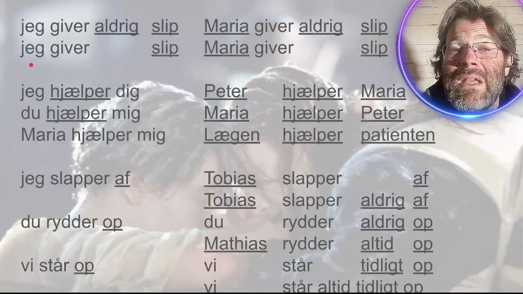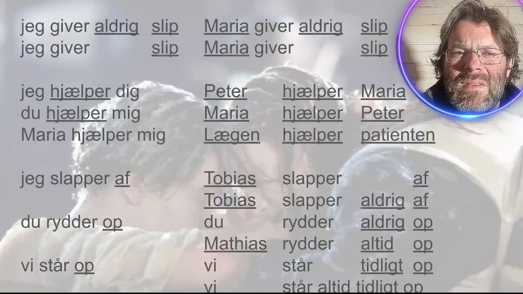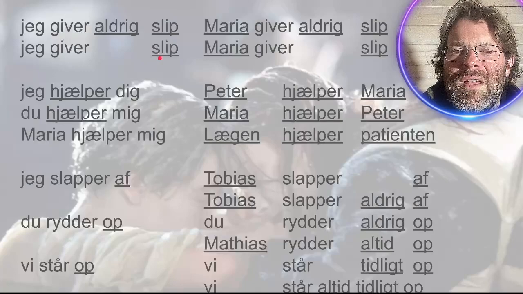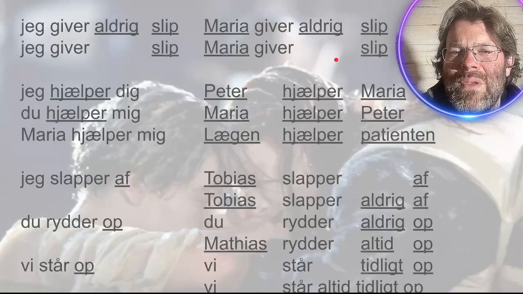Another sentence where we can remove aldrig to make things more clear. If we remove the adverb aldrig, which means never, jeg giver slip, you still only have stress on slip, which is that second word of the verb to let go. Jeg giver slip. As opposed to if you had Maria giver slip, now you have stress on Maria and you have a stress on slip. So Maria is letting go, or Maria lets go. Maria giver slip.